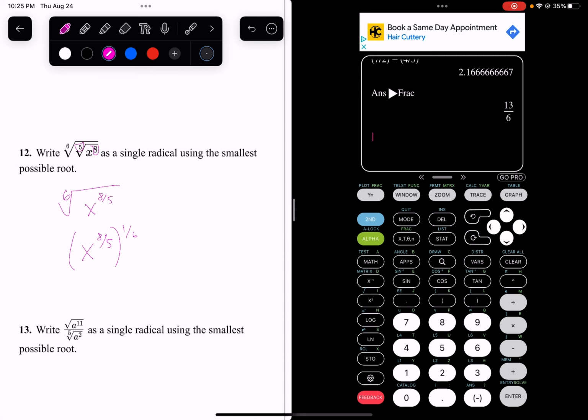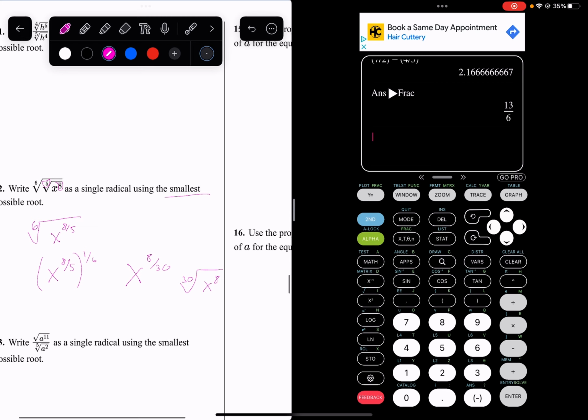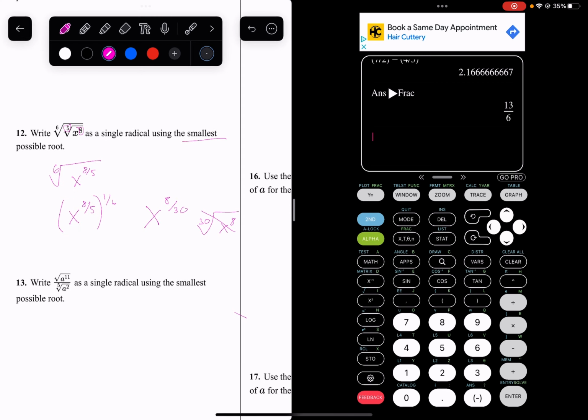And when we raise a power to a power, we multiply. When you multiply fractions, you just multiply across. So this would give us x to the power of 8/30. However, that is not simplified, and they said they want the smallest possible root, because if I didn't care about the smallest possible root, you could do like the 30th root of x to the 8th, okay? But they want the smallest, so we need to make sure we simplify our fraction. Let's see, we can divide both those by 2, so we would get 4/15.